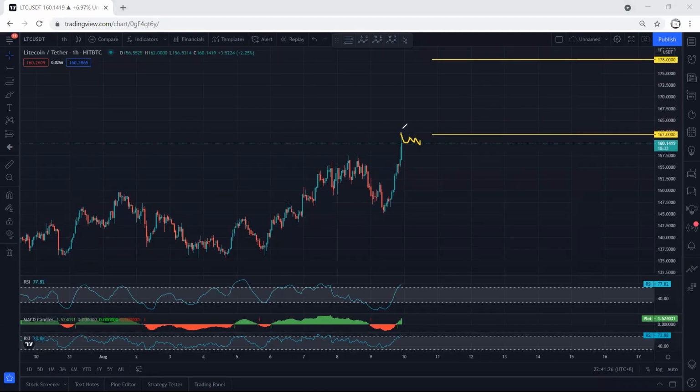Okay, the only thing is, if we want to look for the next trade, we have to get at least a flag here. And even if we get the flag, we need to see the breakout of this zone. That means we want to see the breakout. Since the price is almost at 162, if there is a breakout of 162, then the next level we're looking for is 178. We need to see the breakout of 178.